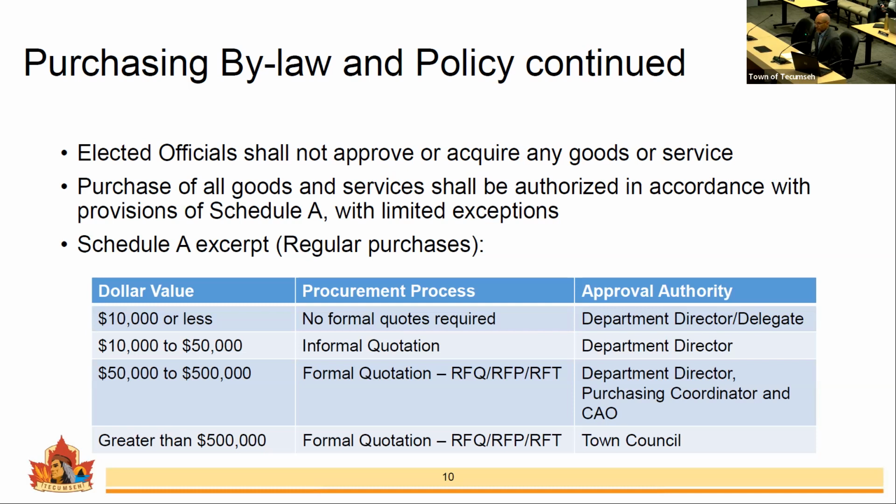The bylaw also includes Schedule B. So that's goods and services that are not subject to this bylaw. So some examples include training and education, employer general expenses such as payroll deductions, insurance premiums, and professional and special services such as legal services, banking services, utilities, and with respect to bylaw 2021-103, consultant services that are less than $100,000.